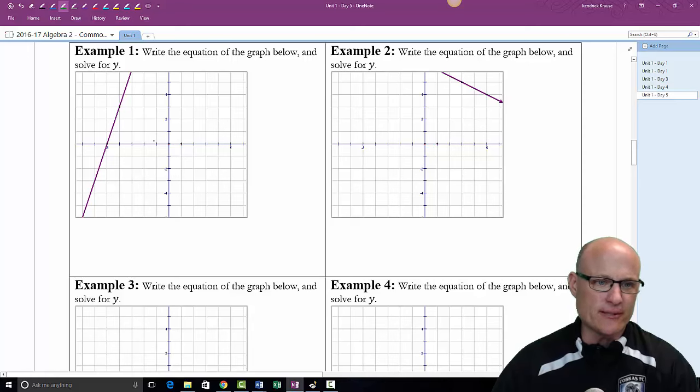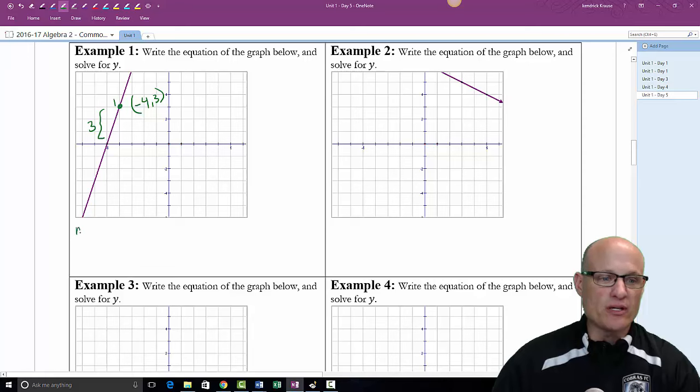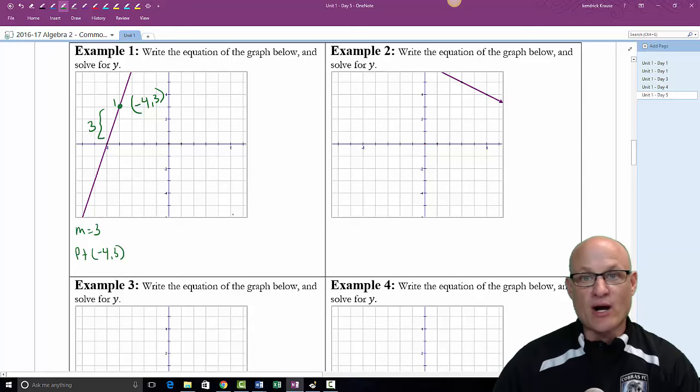So let's see. I want to write the equation of the line, so I'm going to use point-slope. I'm going to use this point right here. It looks like a nice point. That point is negative 4, 3. And the slope, the rate of change, is 3 over 1. So my slope is 3, and my point is negative 4, 3. So I want to create the equation of this line given these two factors.